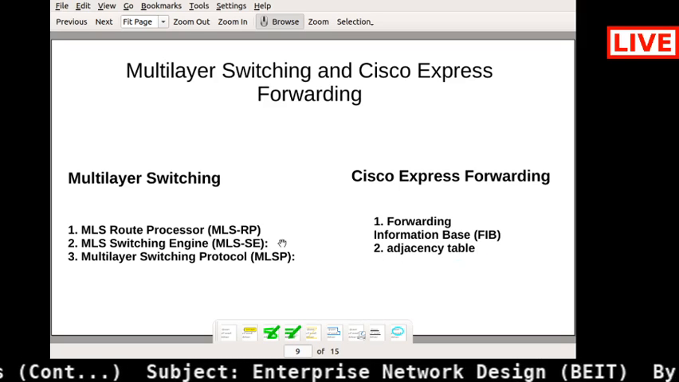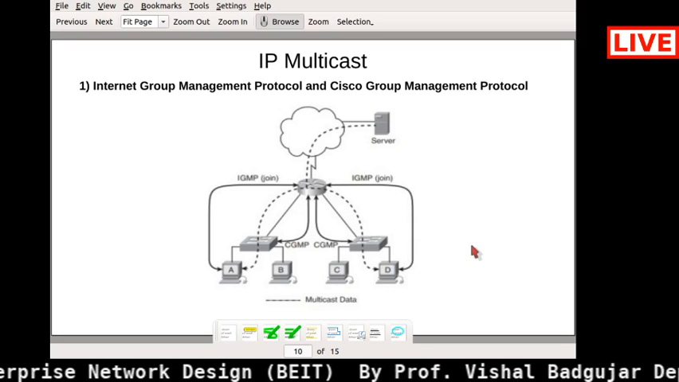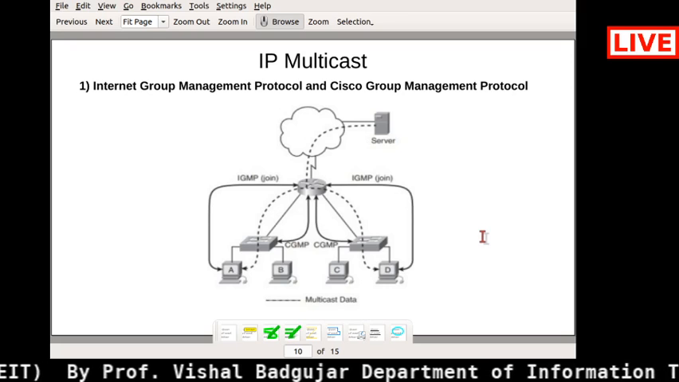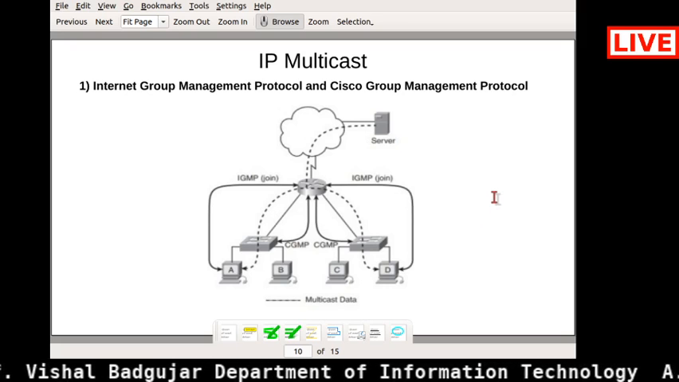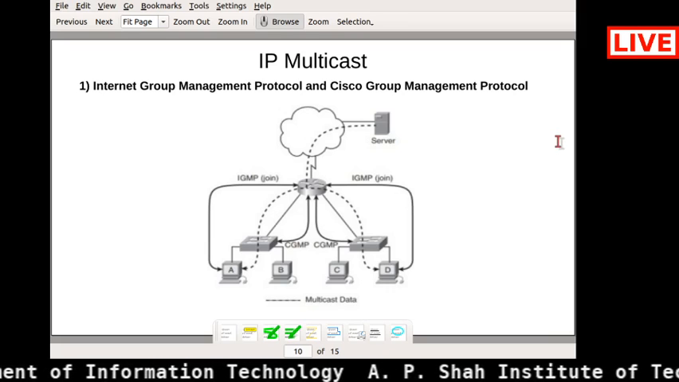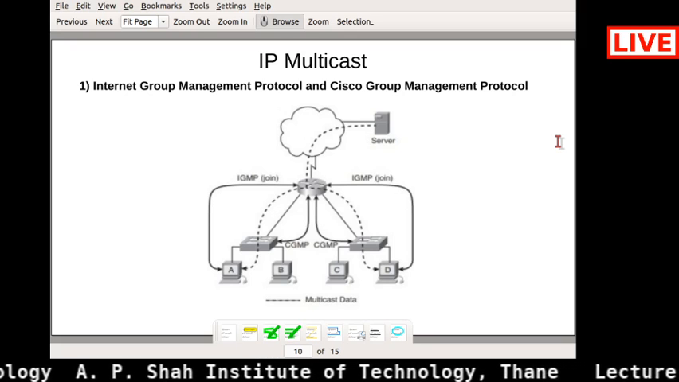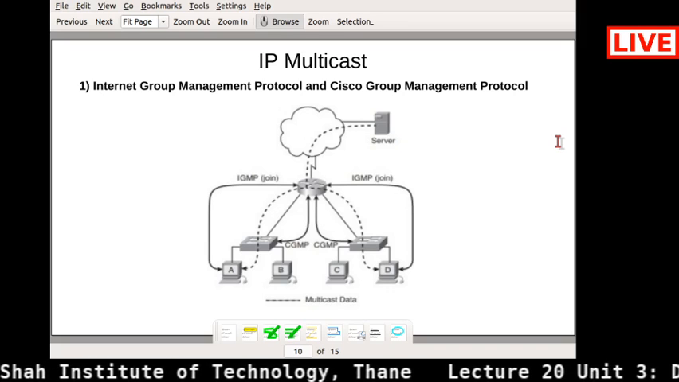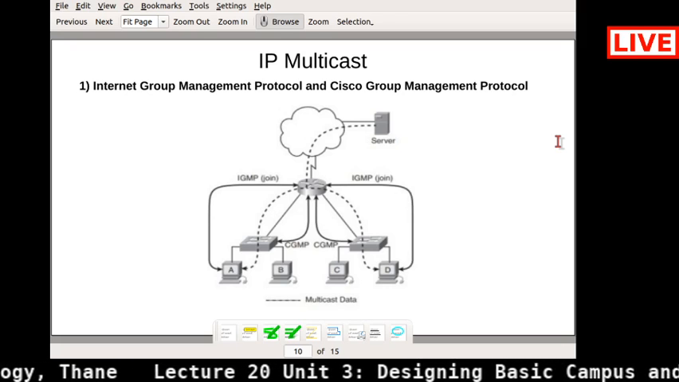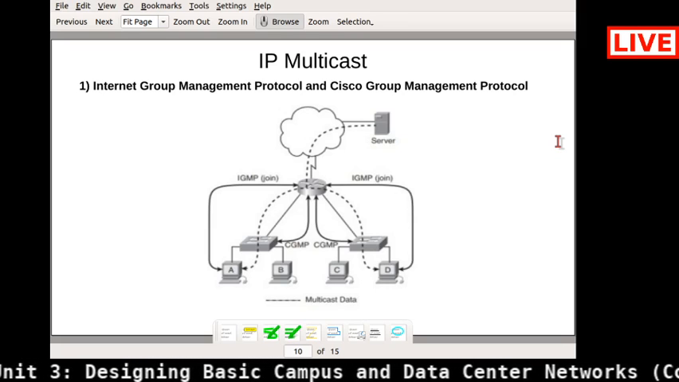Then we have IP multicast. What IP multicast means, we will see. For example, any kind of IP network is not efficient for sending the same data to many locations. If you have some data and you want to pass it to several users, then that IP network will not be useful. And why am I saying it is not useful?